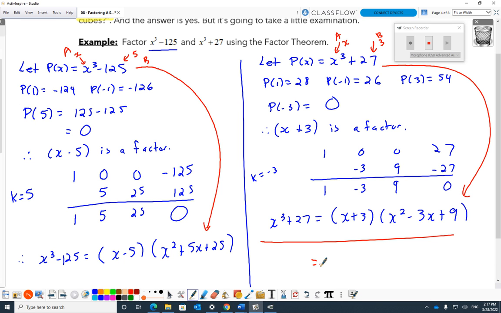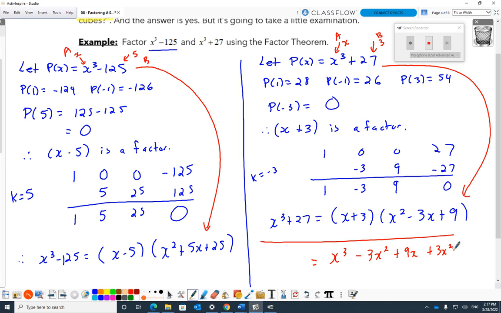X times x is x cubed. X times negative 3x is negative 3x squared. And x times 9 is 9x, and you're freaking out at this point. You're like, it doesn't work. Look, it's not x cubed plus 27. Then you finish multiplying it out. 3 times x squared is 3x squared. Huh?